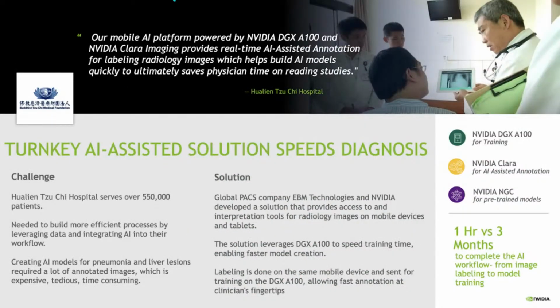This is another example where a hospital is leveraging our healthcare Clara stack, where instead of spending about 3 months of time, they were able to compress and really reduce their development cycles into just about an hour, leveraging all of the pre-trained models and then the AI-assisted annotation SDK, Clara Train and Deploy SDK, and so on. Next slide, please.